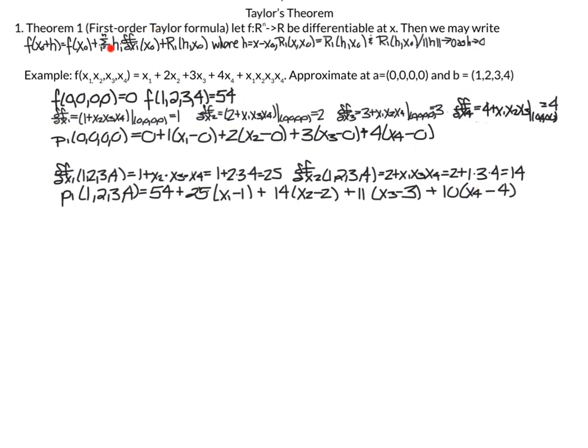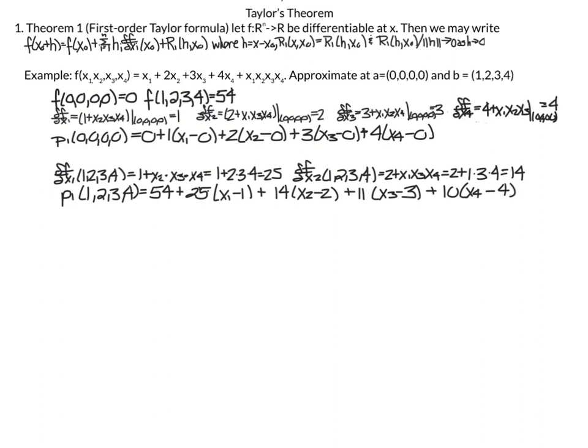We start with i equals 1. So we're going to do df dx1 at x naught. We calculated that here. df at x1 is 25. And then we need to multiply it by h1, which is equal to x minus x naught, looking at this formula on top.